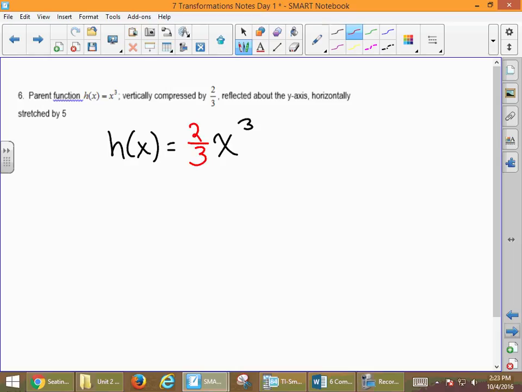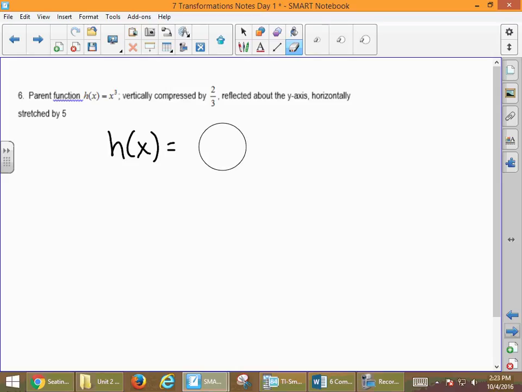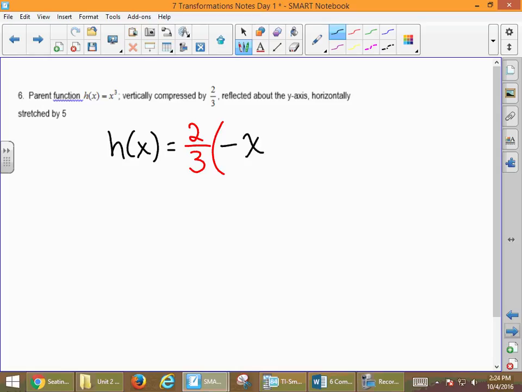There's the vertical compression. This time it says that we're going to reflect it about the y-axis. Is that inside or outside of the function? It's actually inside. We're going to put a negative in there, but that's where I have to erase there, but it's going to be 2/3. I'm going to actually erase everything and try to write it neater. 2/3 times negative x. And then it says it's horizontally stretched by 5.